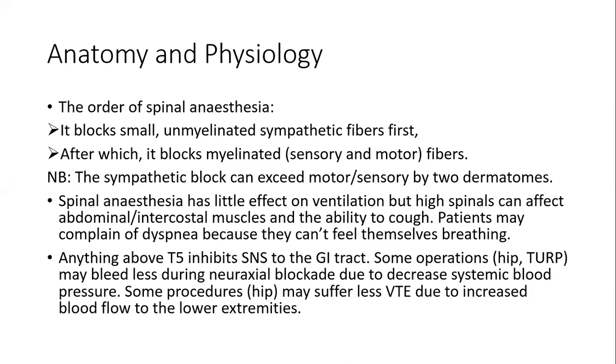So you can have surgeries on the hip and transurethral resection of the prostate usually bleed less because of reduction in systemic blood pressure. And some of them may suffer less of VTE, like we mentioned before, due to increased blood flow to the lower extremity. So when there's increased blood flow, the risk of thrombus developing and embolizing, all right, reduces because there's free flow, which spinal anesthesia and neuraxial block usually has as an advantage.